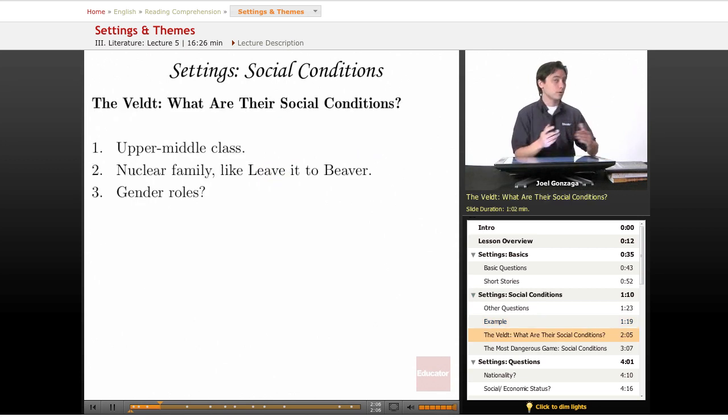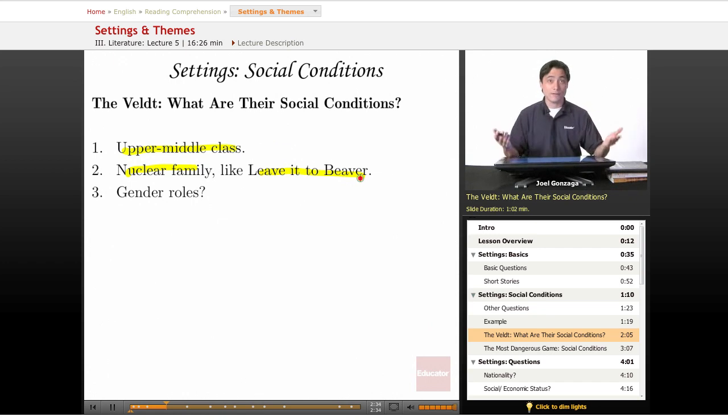So, let's go back to our stories. The Veld. What are the social conditions? Well, if they own a house that in today's dollars was worth about $300,000, I'd say that they're probably upper middle class. Also, I'd say that they're like a nuclear family, which is just like the ideal in Leave It to Beaver. I mean, you have 2 parents living at home, you have 2 kids, you probably have a white picket fence, maybe you're playing basketball.